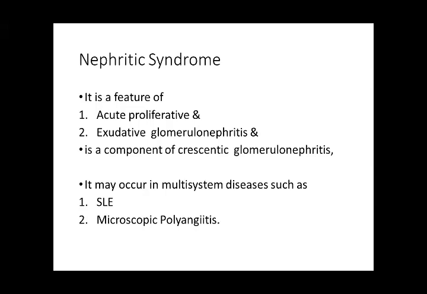It may occur in multisystem disease such as SLE and microscopic polyangiitis. That is the disease you had studied in cardiovascular diseases, the diseases of vessels, polyangiitis. So, nephritic syndrome occurs in microscopic polyangiitis and SLE, systemic lupus erythematosus.